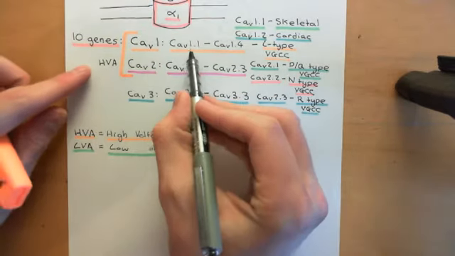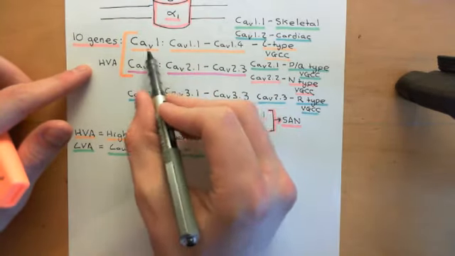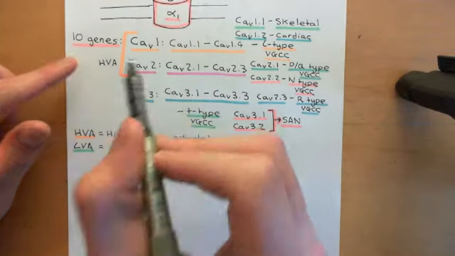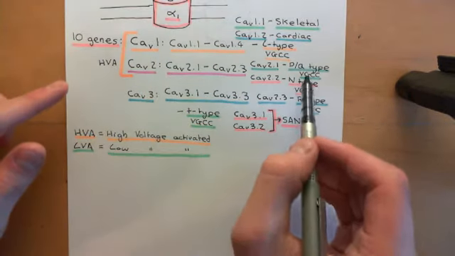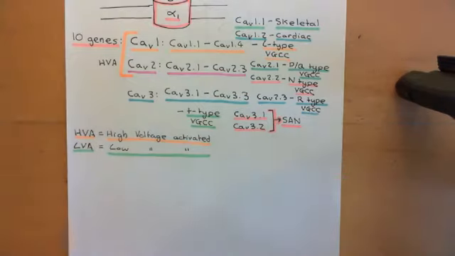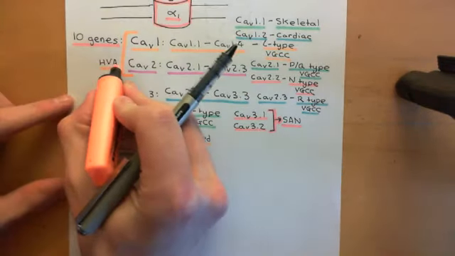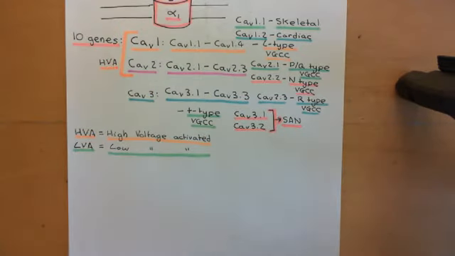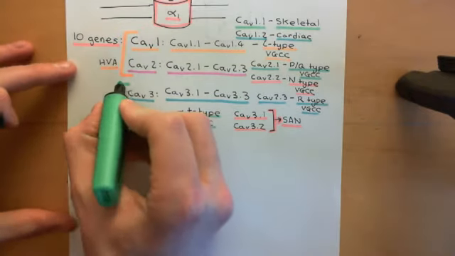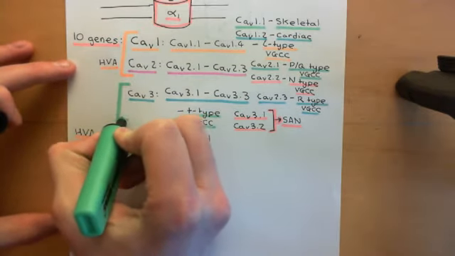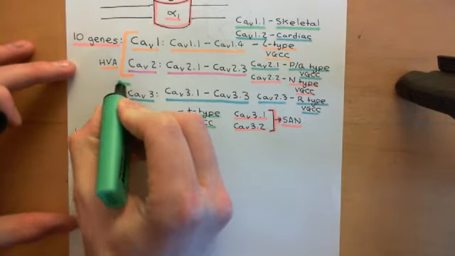So if your alpha-1 subunit is from the CAV1 family or the CAV2 family, so it's an L-type or a PQ-type, N-type or R-type voltage-gated calcium channel, then your voltage-gated calcium channel is high voltage activated. It requires a hefty depolarization of the electrical potential difference across the cell membrane in order to actually get it to open.